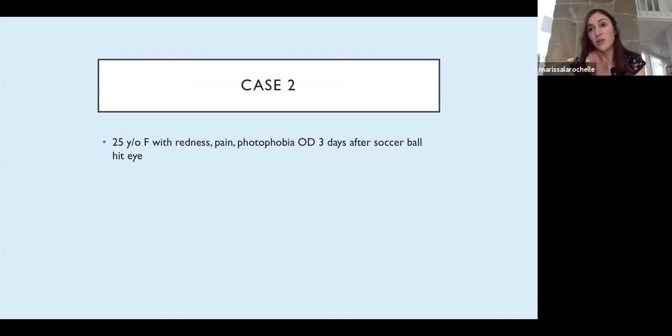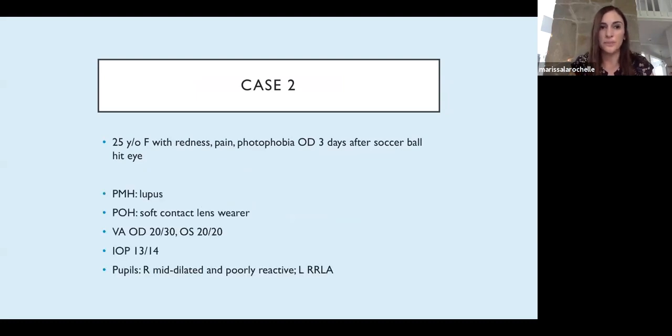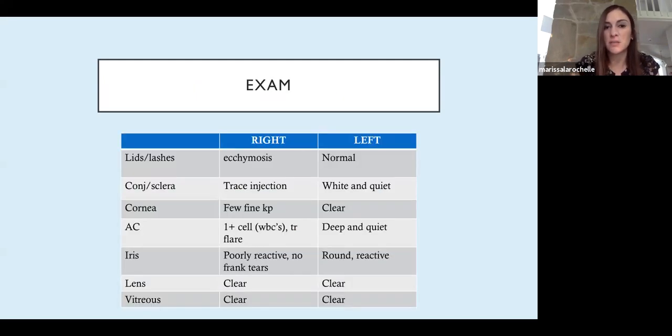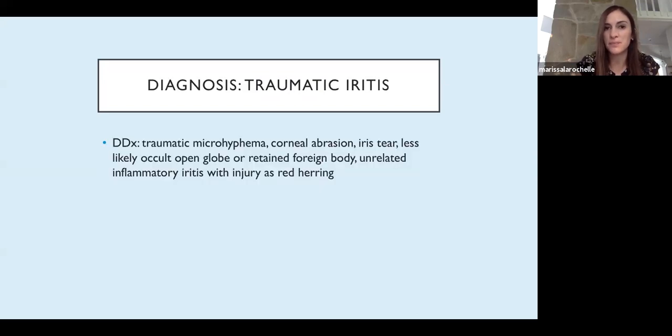All right, our second case. We have a 25-year-old woman. She comes in with redness, pain, light sensitivity. This is 3 days after being hit in the eye with a soccer ball. Past medical history for systemic lupus. She wears contact lenses. Vision slightly affected in that right eye. Pressures are normal. And you do notice that the right pupil isn't reacting properly. Her anterior segment exam is notable in the right eye for mild anterior chamber inflammation, a few cellular precipitates.